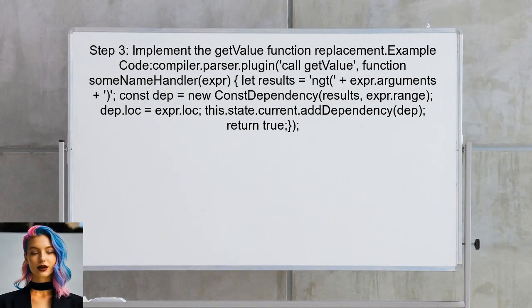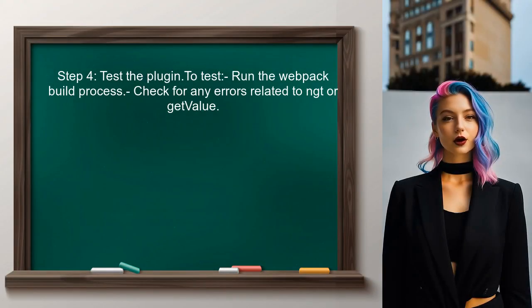Now, let's focus on the getValue function replacement. The user needs to ensure that the replacement logic is correctly implemented to avoid any errors during compilation. Finally, the user should test the plugin after making these changes. This will help confirm that the NGT function is accessible globally and that the getValue function is replaced correctly.